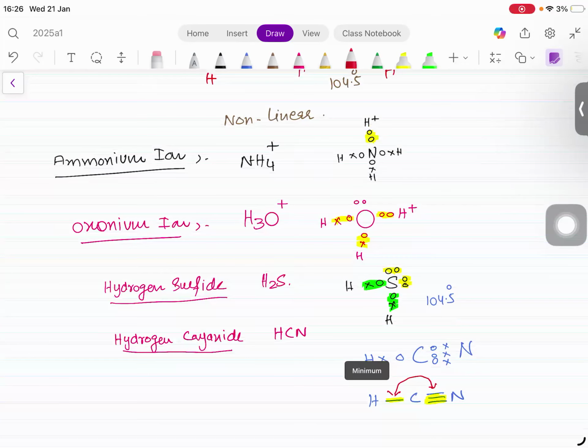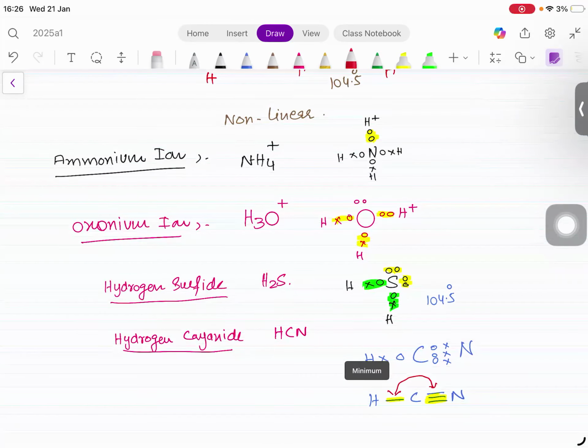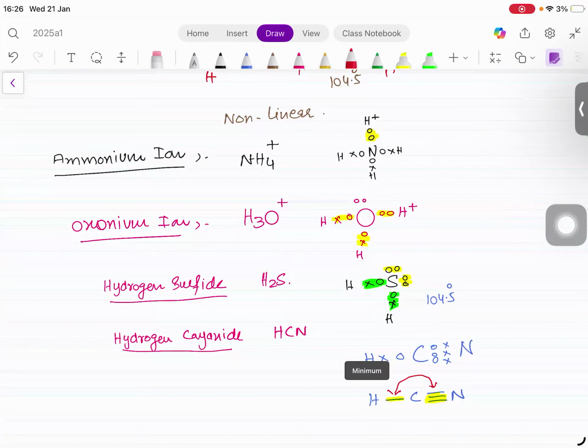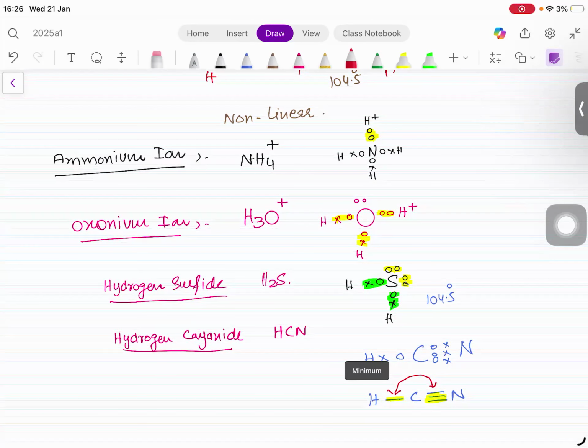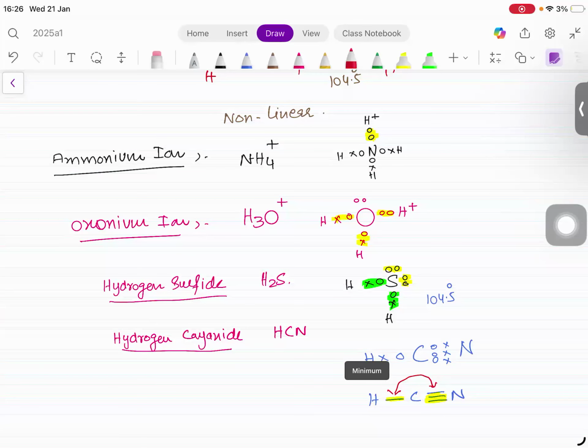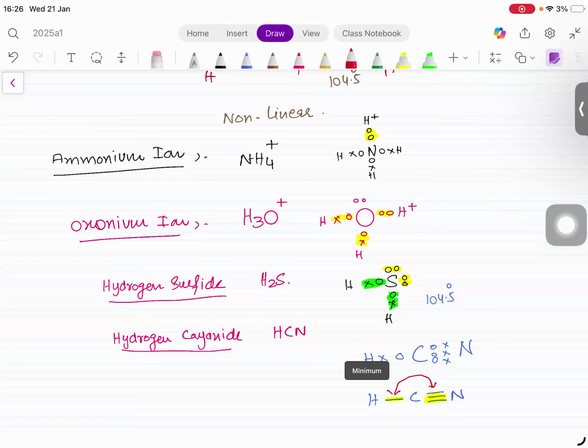So we are going to stop here. Then we still have the expansion of octet, PCl5, with five bond pairs around the central atom, and six bond pairs. We'll continue this, and we're going to stop here for a while. Okay, and listen, tomorrow is the test.